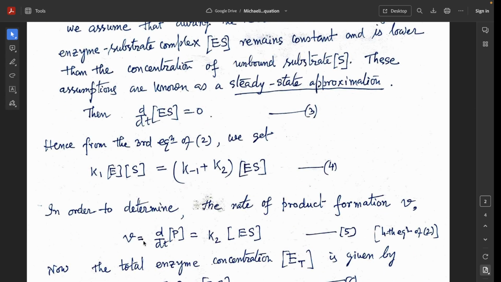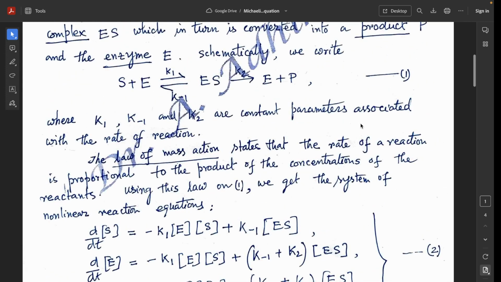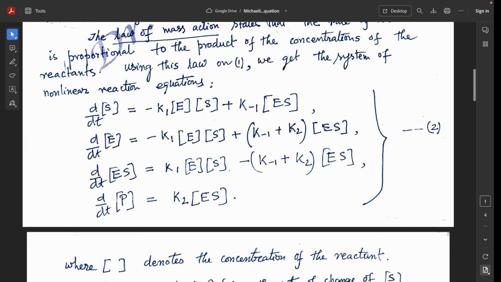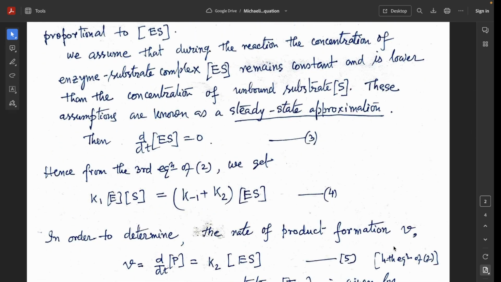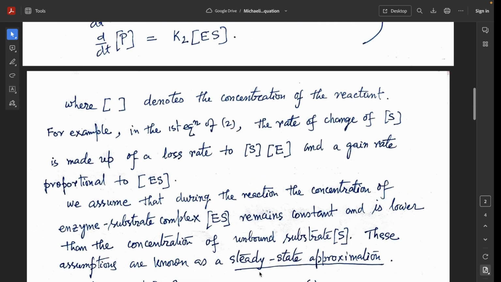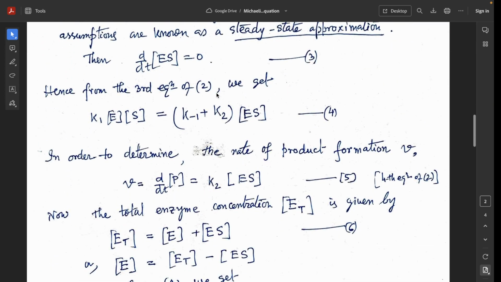In order to determine the rate of product formation, the derivative of the concentration of P is equal to V, the velocity of this reaction. This equals K2 into concentration of complex ES, by the fourth equation of system 2. Now the total enzyme concentration ET is given by ET equals concentration of E plus concentration of complex ES.